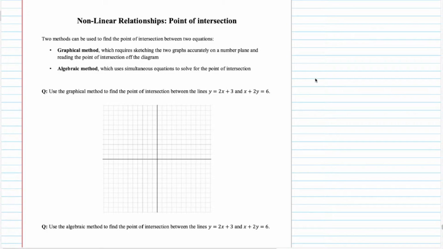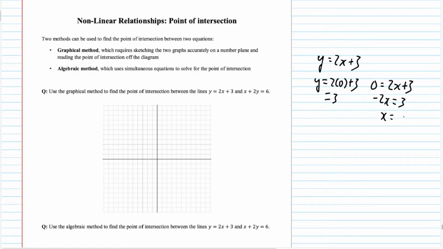When you have y is equal to 2x plus 3, to find the y-intercept, you let x equal 0. So then y equals 0 plus 3, which equals 3. So that's the y-intercept. And to find the x-intercept, you let y equal 0. So 0 is equal to 2x plus 3. Then you have minus 2x is equal to 3. x equals 3 over minus 2, which is the same as minus 3 over 2, right? I can move the minus to the top.